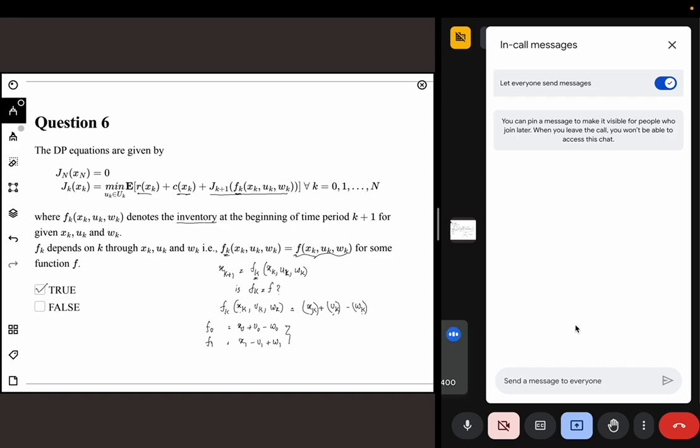Can you tell an example where fk can actually be a function of k? Can you come up with an example? It doesn't have to be inventory or anything. Any example that you can think of.